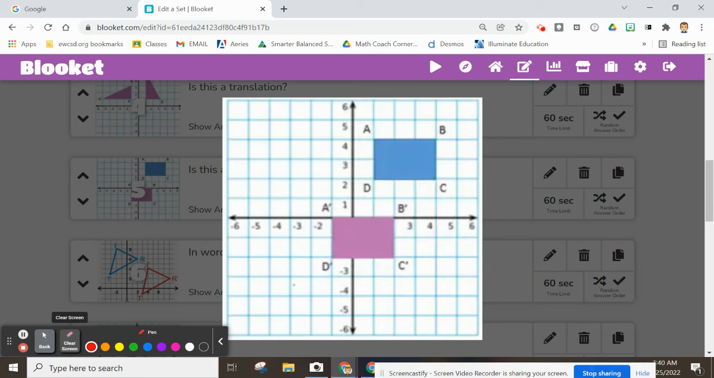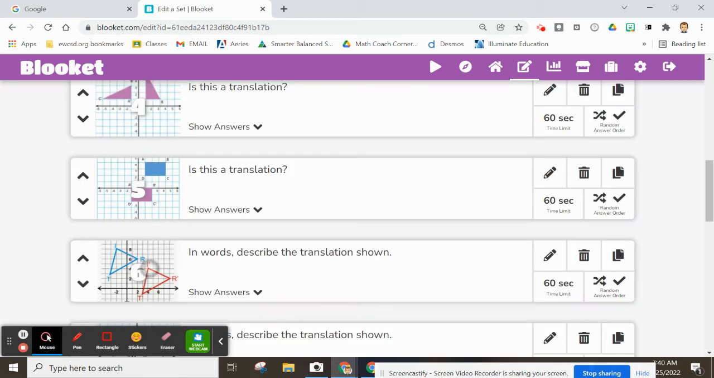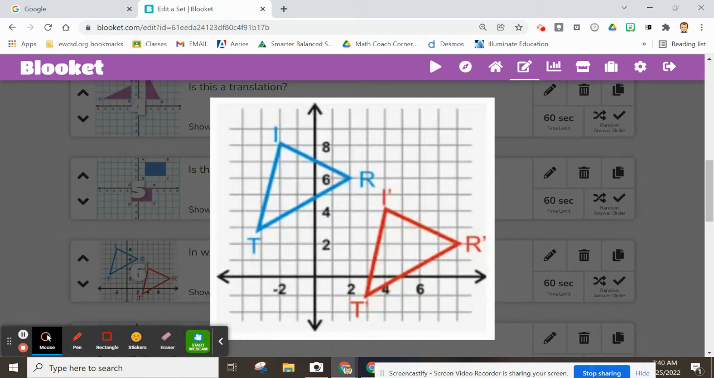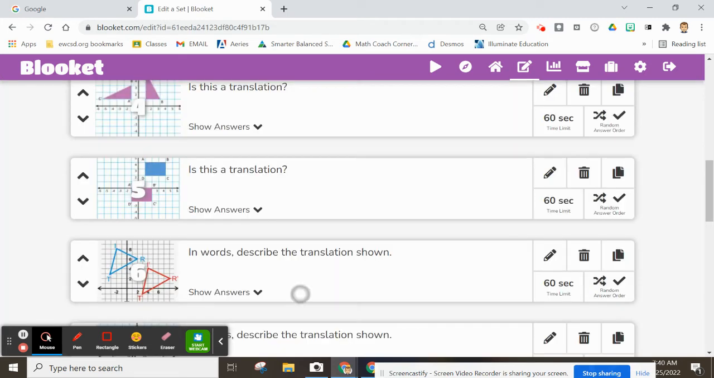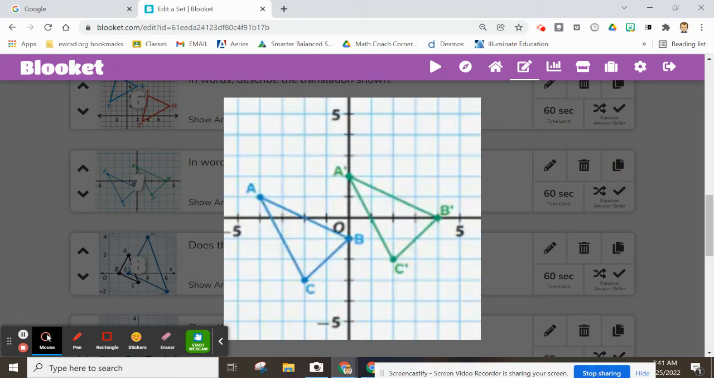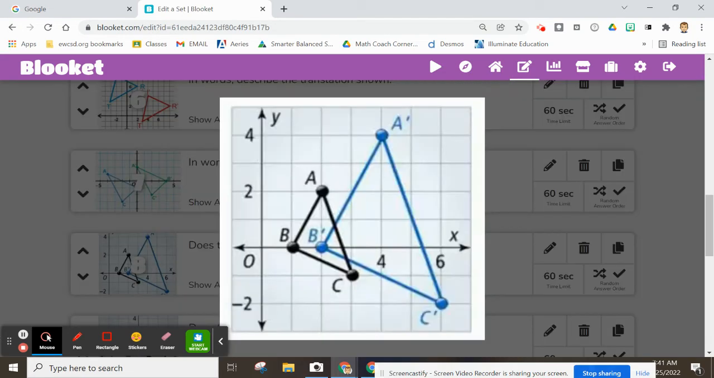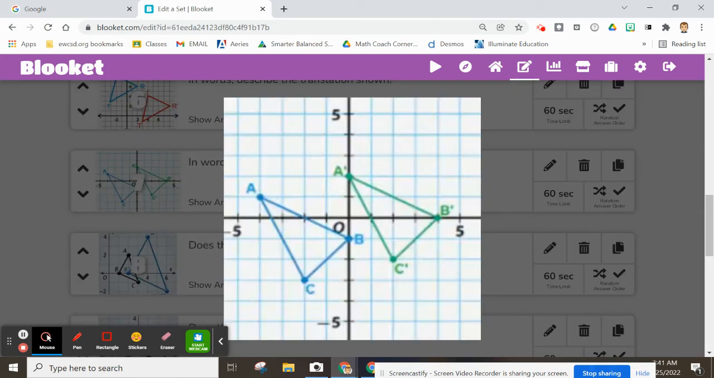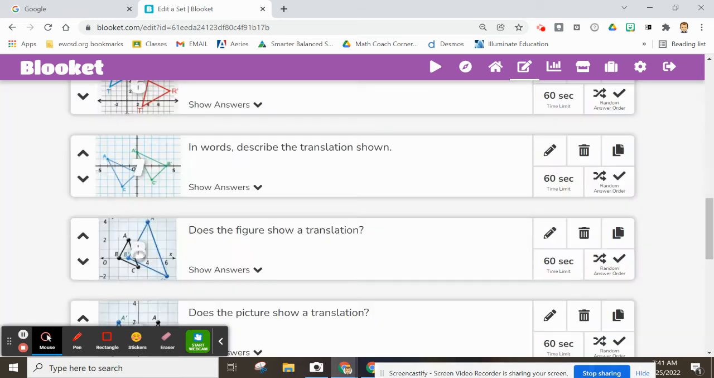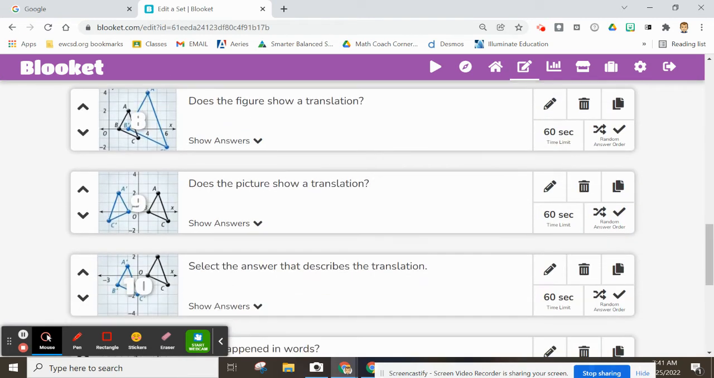Now, we're going to keep going through this Blocket. This is a translation. They look the same. Don't they look the same? They haven't flipped. They haven't turned over or anything. They look the same, don't they? Aren't they twins? All right. Are these twins? No. This looks like a big brother, little brother kind of situation, right? One's much bigger than the other. So this is not a translation. Every translation must have exactly the same size, and those are not.